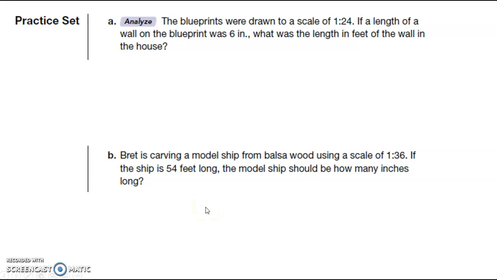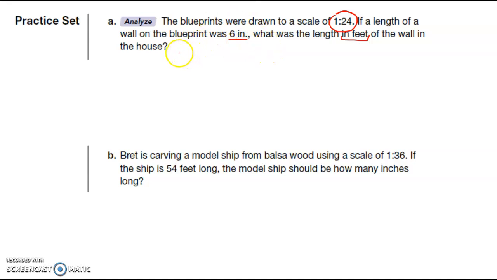Okay, so Lesson 98 is about scale, which is all about writing proportions, basically. So let's go ahead and do a couple here. The blueprints were drawn to scale of 1 to 24. If a length on the blueprint was 6 inches, what was the length in feet on the wall? Now this one's a little bit complicated because we're going to have to go from inches to feet.